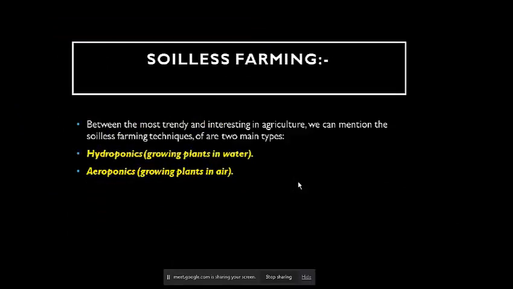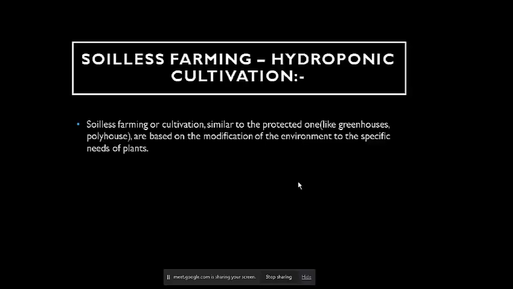So aeroponics means we are growing the plants in the air. Hydroponics means we are growing plants in water. Clear? So soilless farming, you can say, is part of protected cultivation.